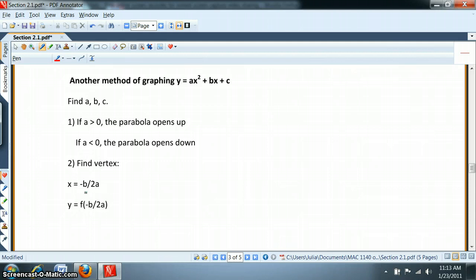This is how we find the vertex. X, this is what we need to remember: x equals negative b over 2a. So this would help us. And to find the y, we basically plug it back into the original equation. That's what the notation means in function notation. We plug the x back into the original equation, and that's how we find the y.